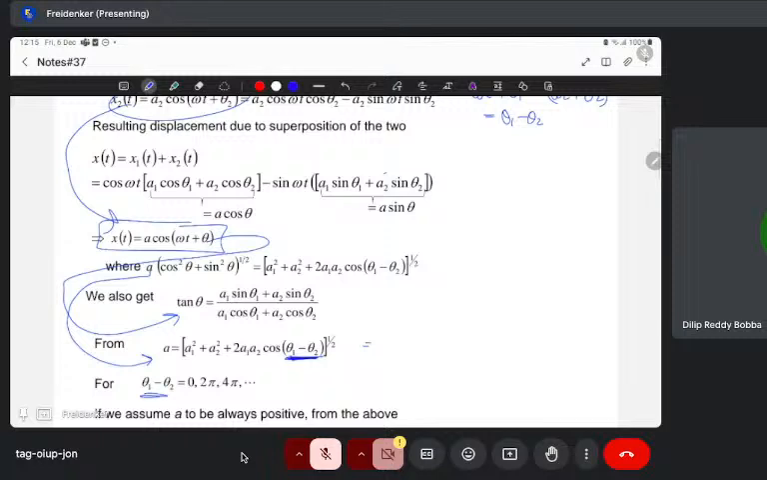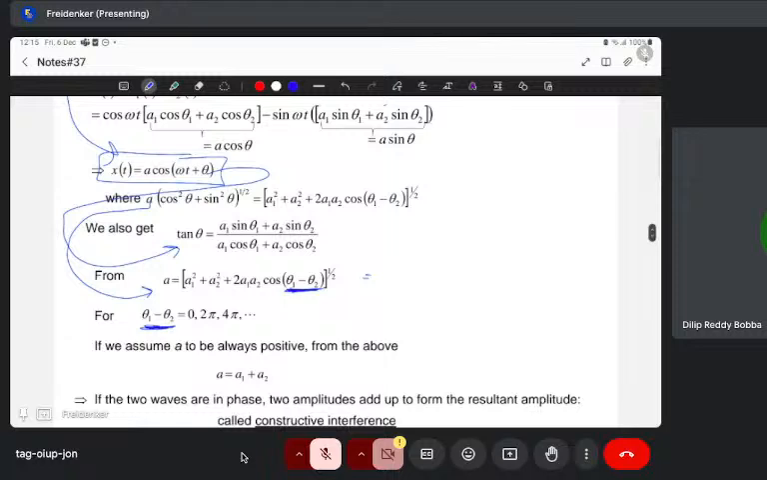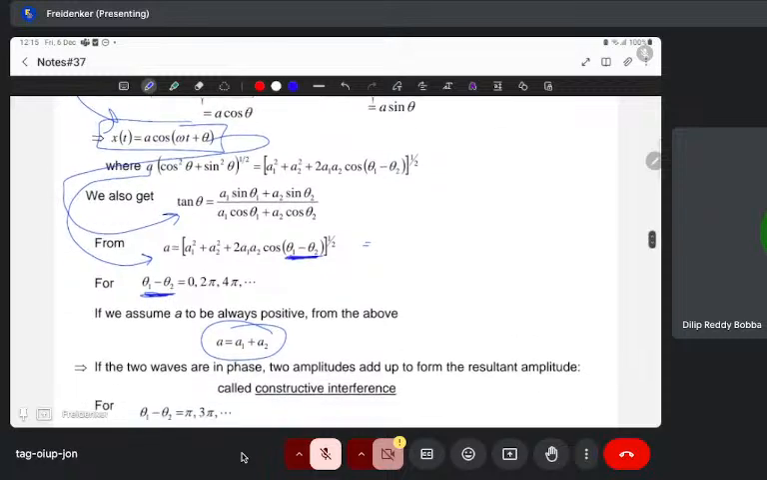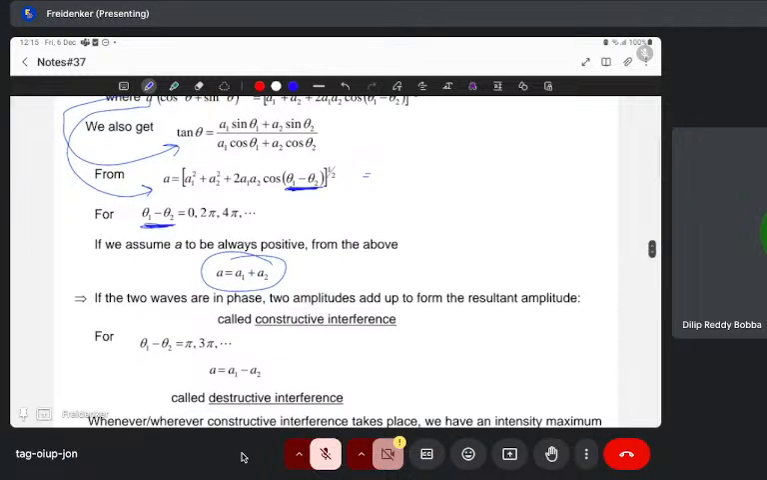So they're checking if phase difference is 0, 2 pi, and so on. Okay, so if phase difference is a multiple of 2 pi, the amplitude is basically the sum of the two original amplitudes. And this is constructive interference. And if the phase difference is an odd multiple of pi, then the resulting amplitude is the difference, assuming A1 is greater than A2. Or else you have to take the mod.